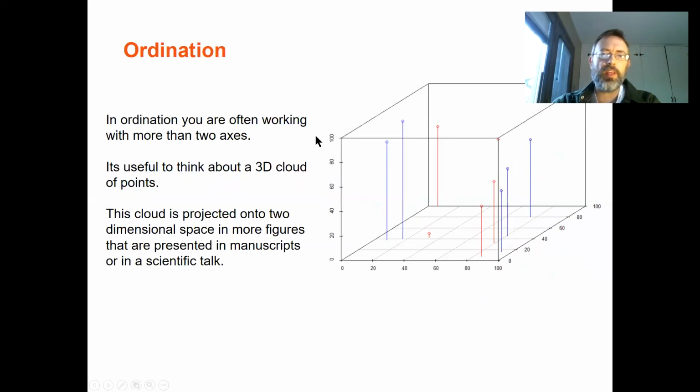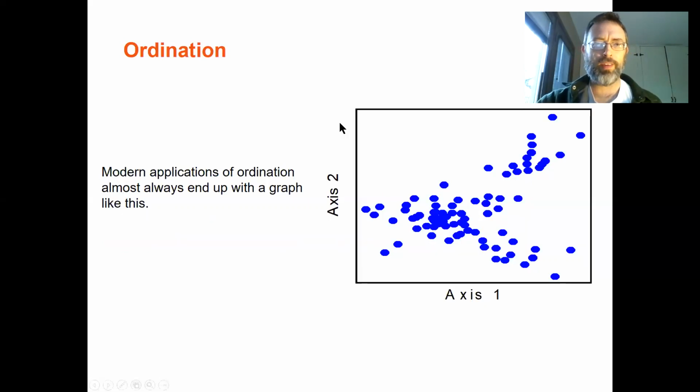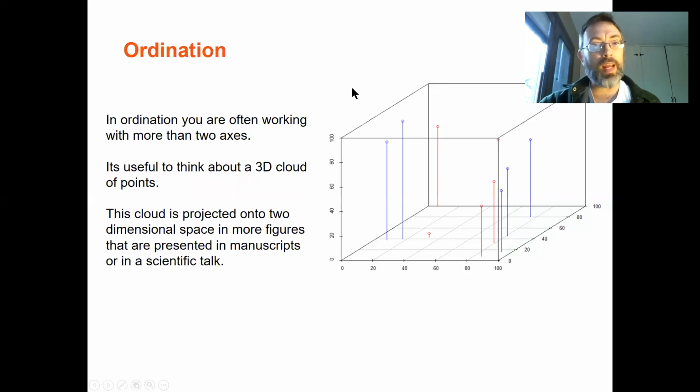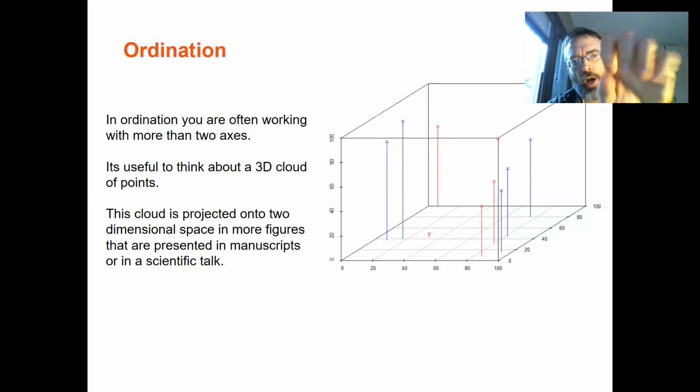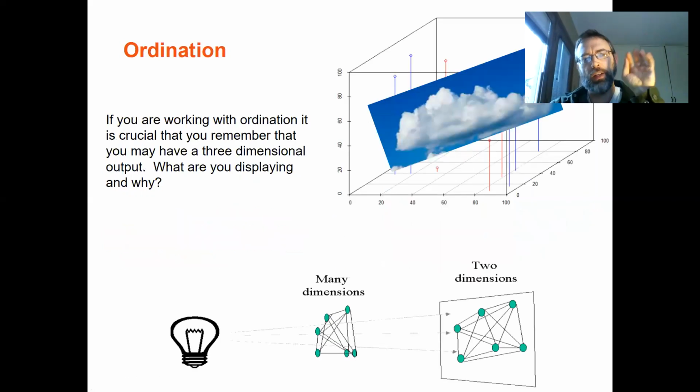What's really important for you to think about is you're often working with two axes, or you're presenting two axes like this. But ordination, modern techniques like NMDS, almost always are three axes. So you've got 1, 2, 3 like this. And you're really working with a cloud of points, and you need to think about that from that perspective. This is a cloud of points, and it gets projected onto the 2D surface, and it looks like this.